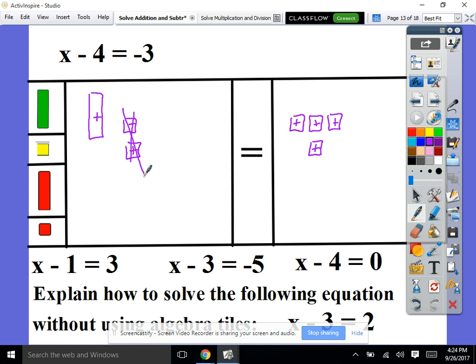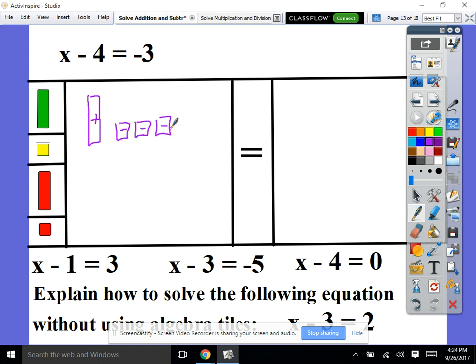All right, I'm not going to draw this next one. So x minus 3 equals -5. Should we draw it? Yeah, let's draw it. X minus 3, so 3 negatives, equals -5. Oh, I did that wrong. It's a negative.